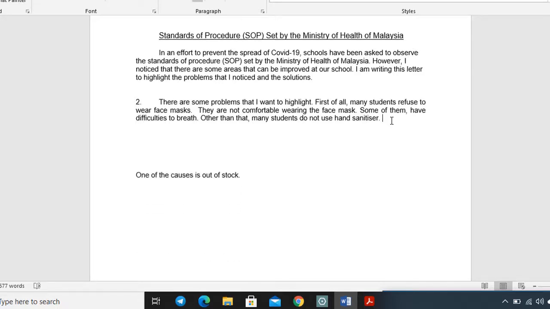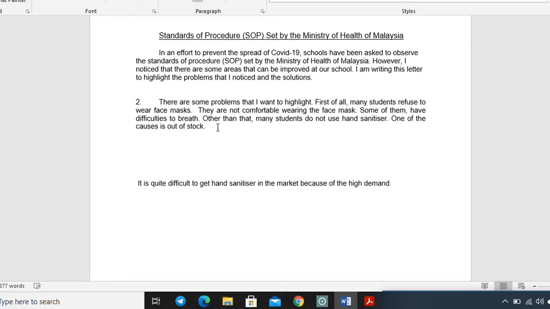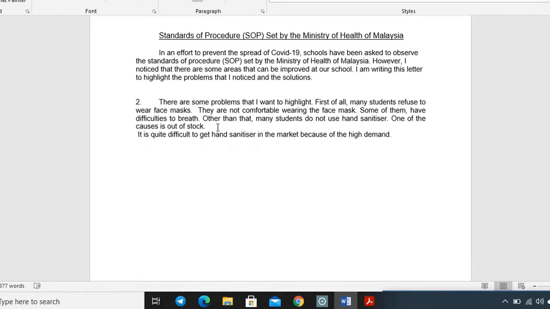One of the causes is out of stock. Yes, because it's very difficult to find one, isn't it? It is always out of stock. Okay, so you give the example or you give more further elaboration. It is quite difficult to get hand sanitizer in the market because of the high demand. Okay, so how many sentences already? 1, 2, 3, 4, 5, and 6. Okay, so you can go to the next paragraph. So you put there as number 3.